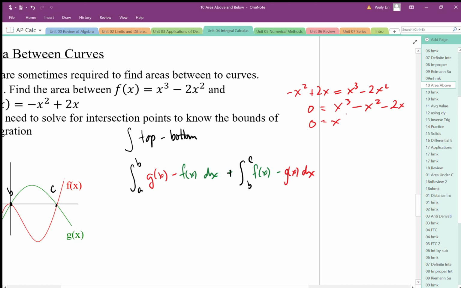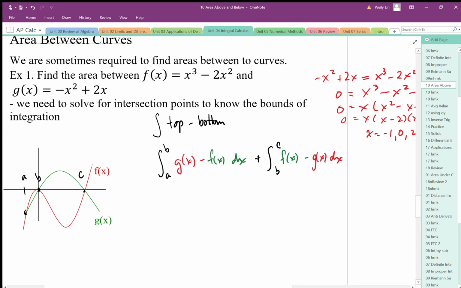There's my 0. And I need to factor that and solve. So x is equal to negative 1, 0, and positive 2. Okay, so a is equal to negative 1, b is equal to 0, c is equal to 2. Okay, so I'm going to rewrite my integrals using those values.